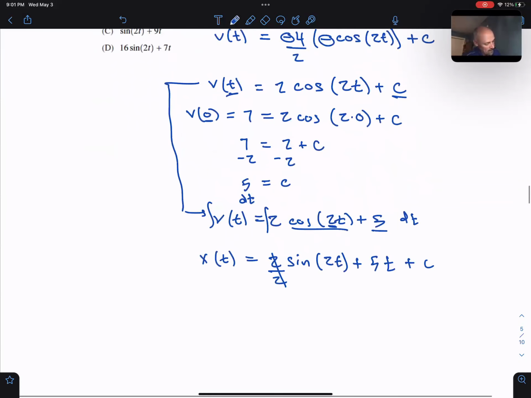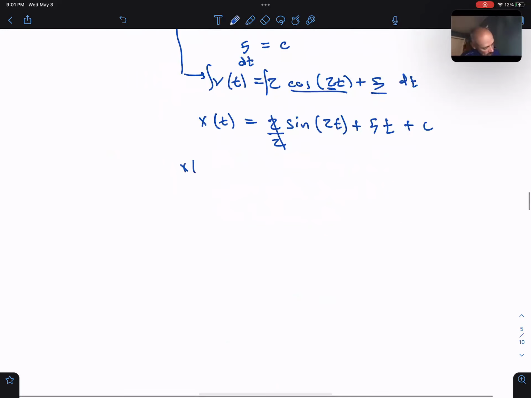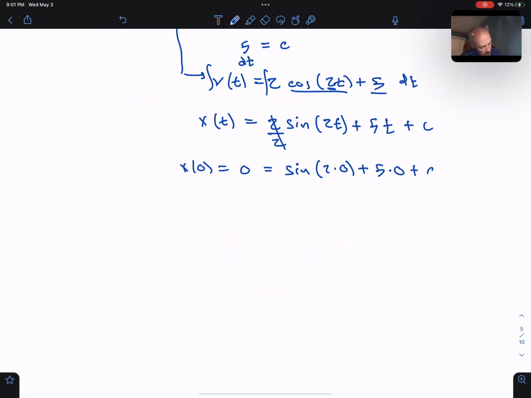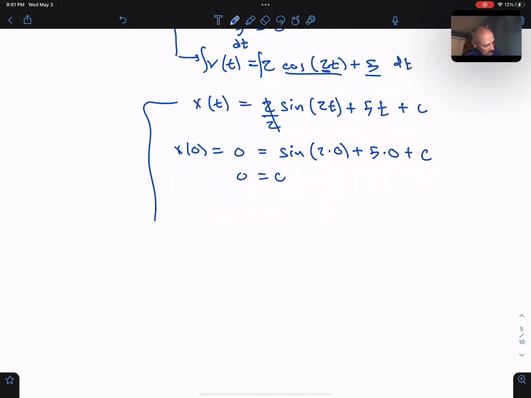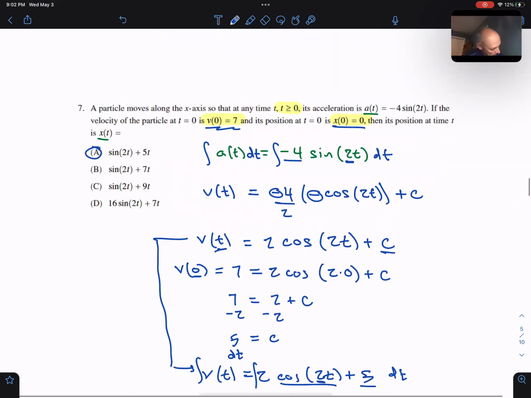Now what I have to do is take that other initial condition, x at 0 equals 0. So that equals sine of 2 times 0 plus 5 times 0 plus c. Wow, that's exciting. Looks like 0 is equal to c, which means our position function, x of t, is equal to sine of 2t plus 5t plus 0. Please be an answer, please be an answer. Sine of 2t plus 5t, bada boom. Moving on.